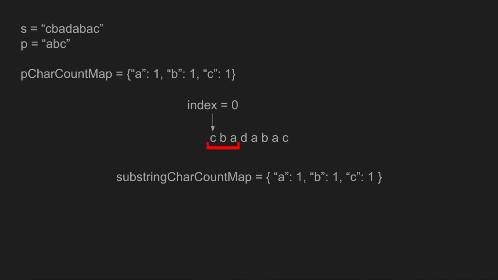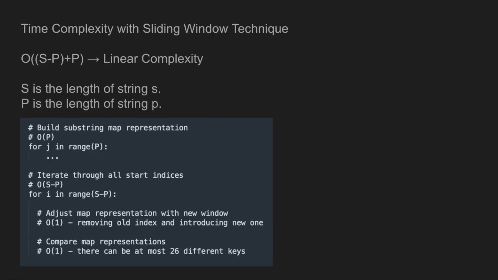Going back to our example, if we are at index 0, we have this map representation. If we move to the next iteration, index 1, C is no longer part of the substring, so we remove it from the map representation. And now D is part of the substring, and we introduce it to the map representation. So during each iteration, we no longer have to recreate the map from the start, which is of time complexity O of P. Now the time complexity of the sliding window technique is reduced to linear complexity.